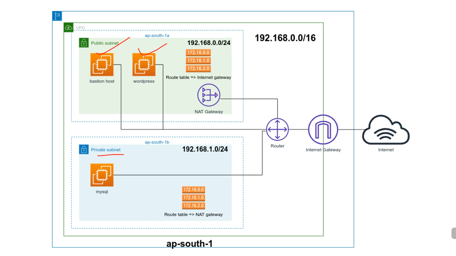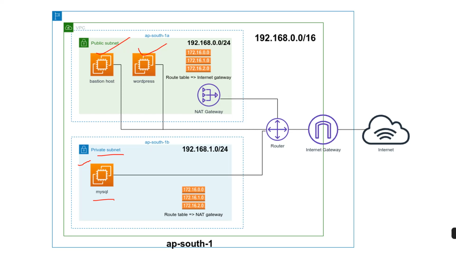In this private subnet we have kept our database, right? This is the MySQL database. In the private subnet we don't have a public IP. Remember this thing: in the private subnet we don't have a public IP. So no one can access the private subnet resources from outside, through the internet. Only public subnet resources can be accessed.